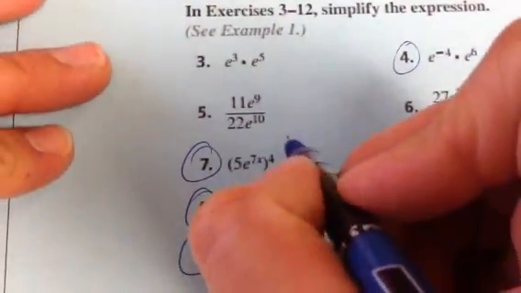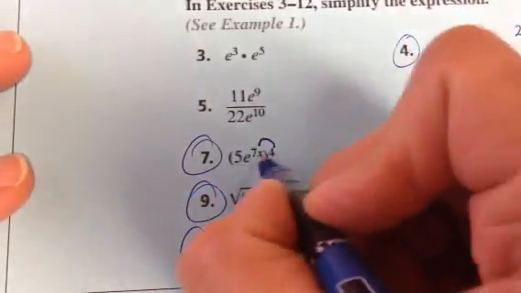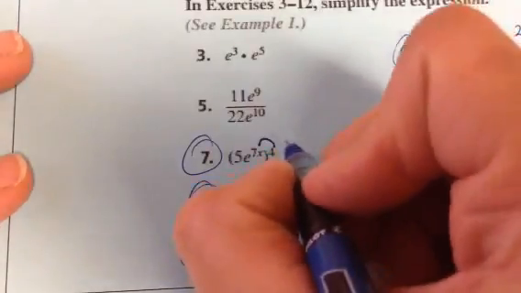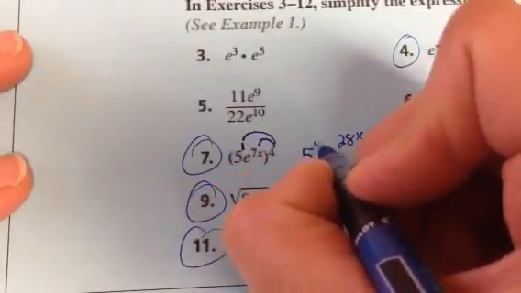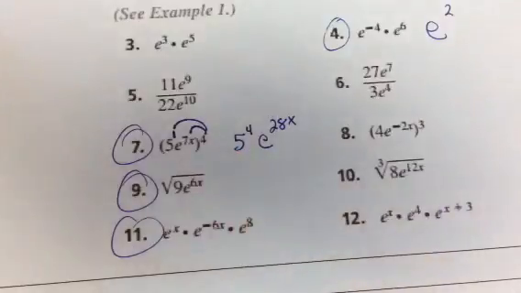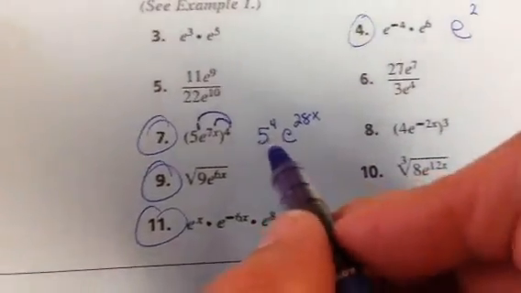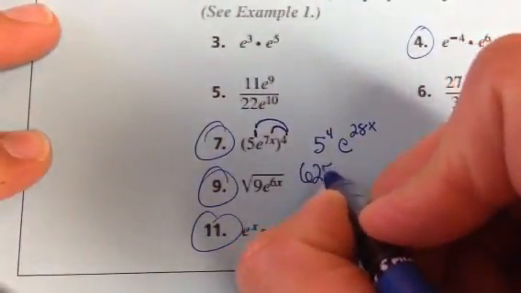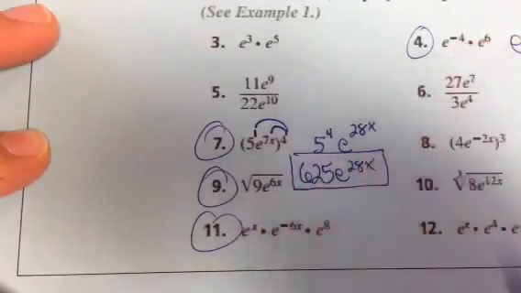This, again, if you remember, this 4 just distributes to this exponent. So 4 times 7x is 28x. And then this distributes to 5's exponent, so 5 to the 4th. And then, well, I don't want to know what this is. I do want you to go to your calculator and figure out what 5 to the 4th power is. So the answer I'm really looking for on this one is going to be 625 with e to the 28x power.